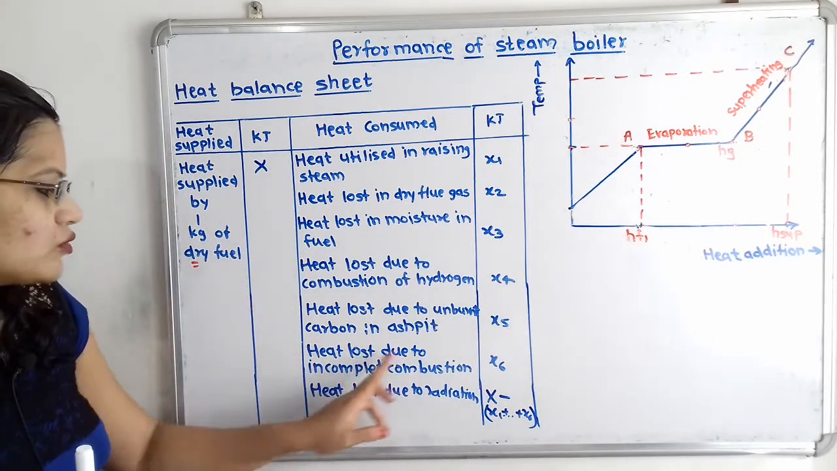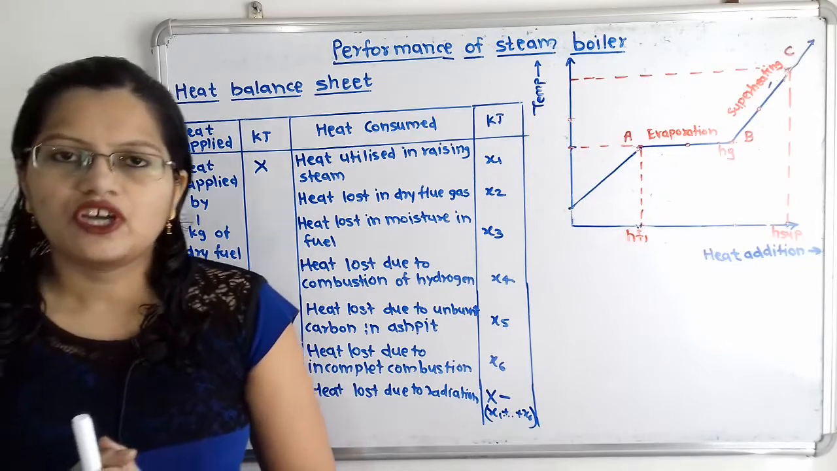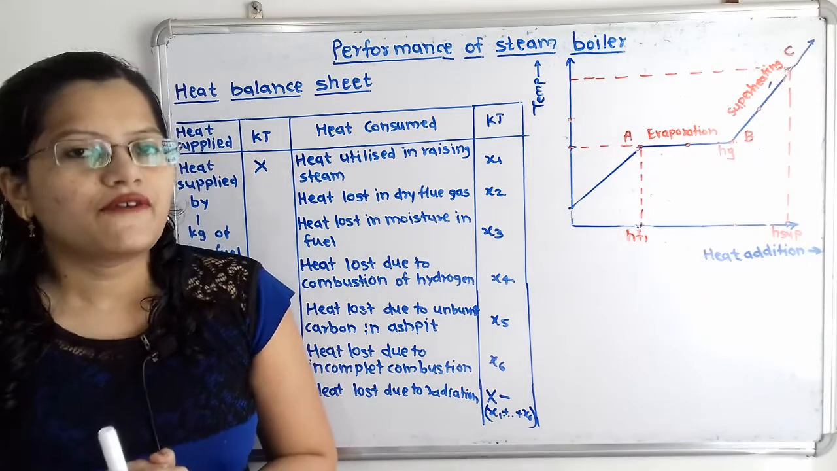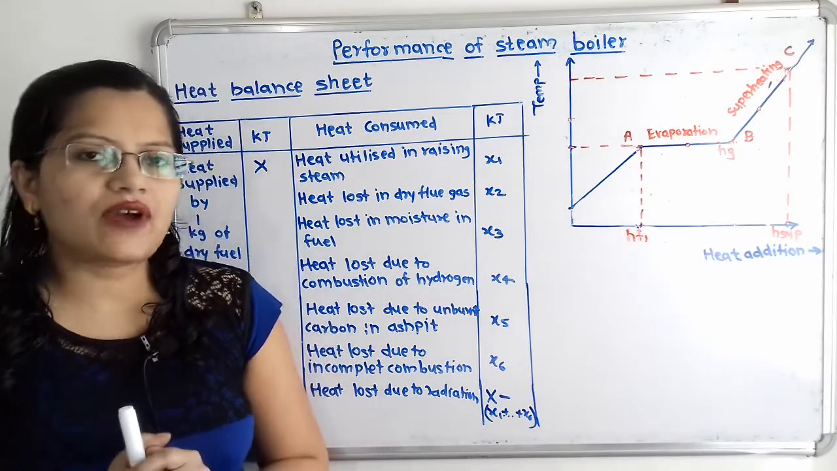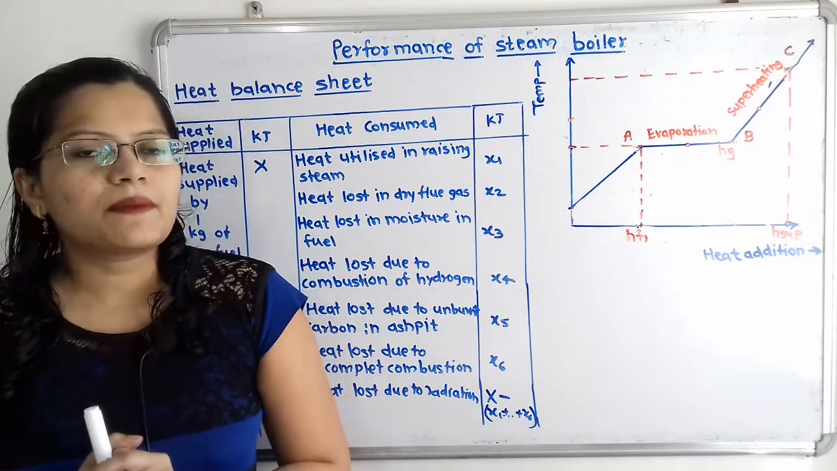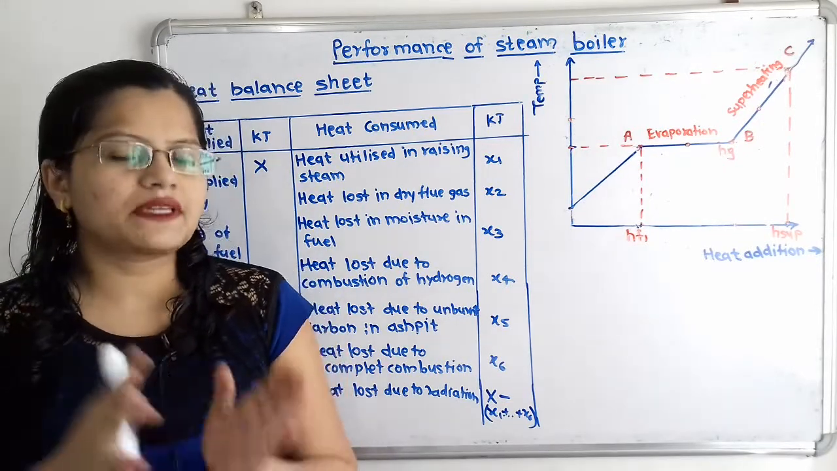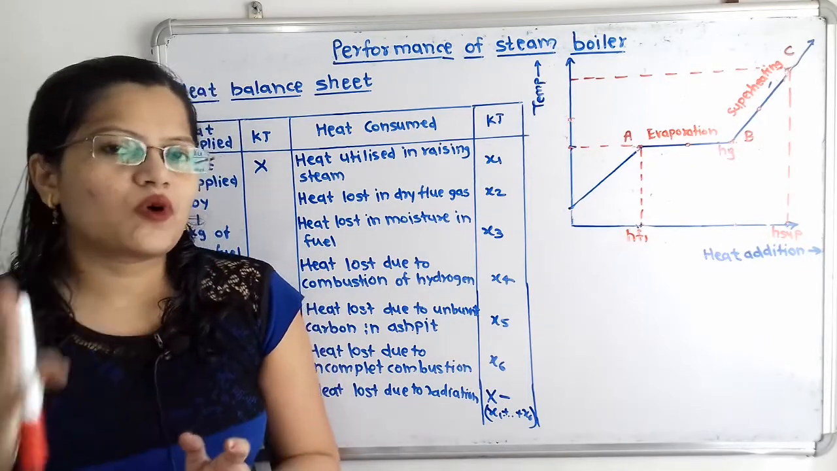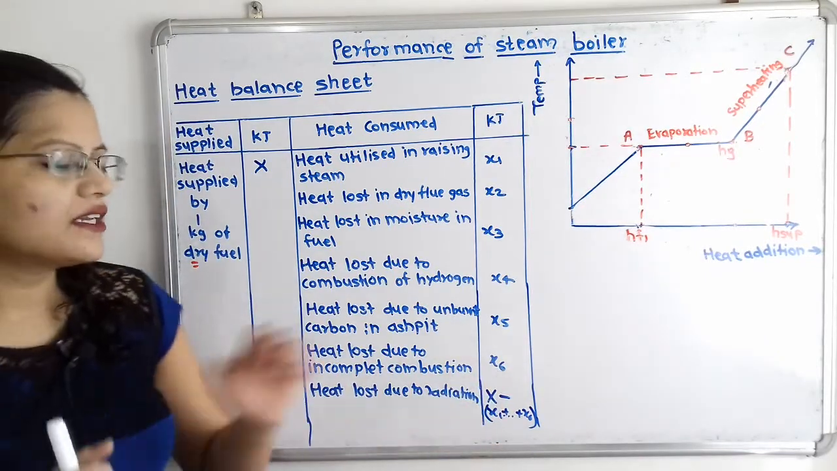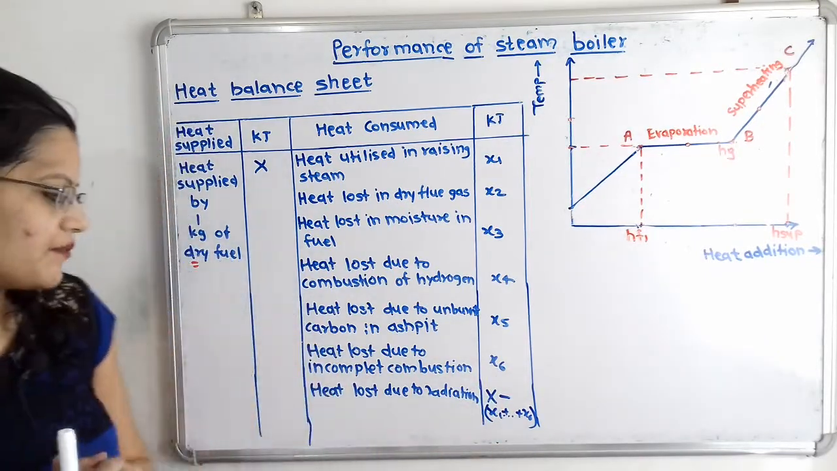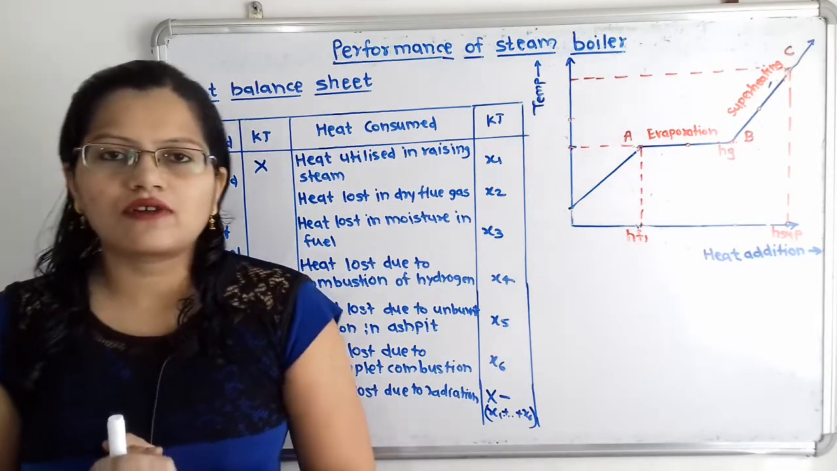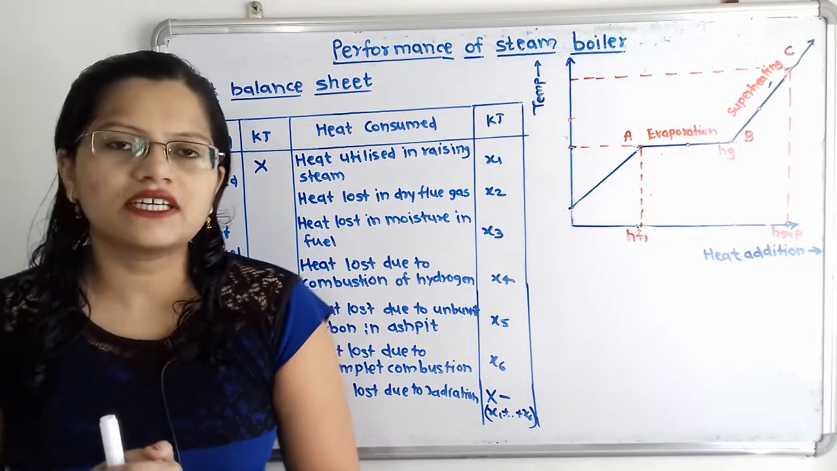Then heat loss due to incomplete combustion. So here we will take the incomplete combustion of carbon. That means when there is complete combustion of carbon, then carbon dioxide is getting formed. But due to incomplete combustion of carbon, when carbon combines with oxygen, carbon monoxide is getting formed and there is some heat loss. So we will say this heat consumption is X6. Then heat loss due to radiation. Now it is difficult to calculate because due to radiation there is the heat loss.